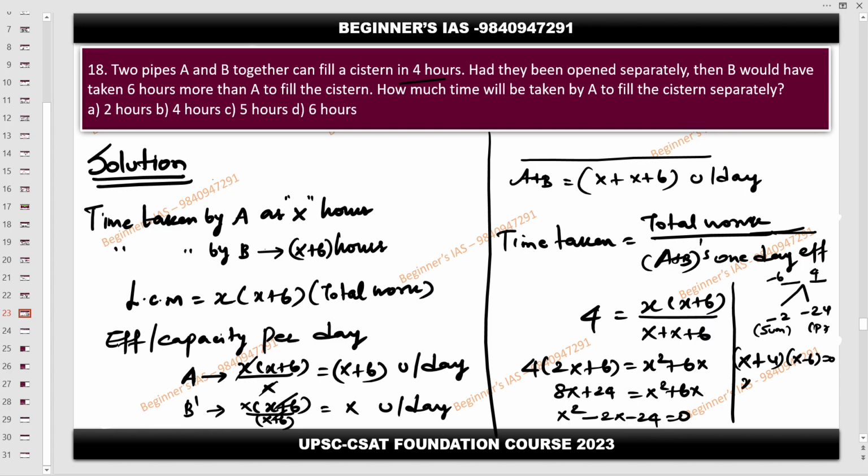So your x + 4 = 0, you will get a minus value, therefore it is not possible. Not possible, since a negative value will not be accepted as a time. So therefore your x - 6 = 0, you will get x = 6. So therefore the answer is 6 hours.